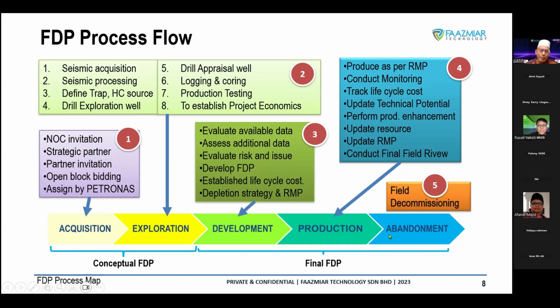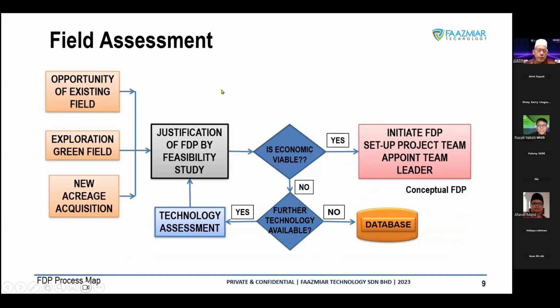Okay, interesting. It's so much detail, but this is on a high level. So we will deep dive a bit as we go on. Okay, first of all, the field assessment, I think we more or less have gone through the summary. We try to understand the opportunity of the field. Then this is a green field. We see what we can do, justify the FDP by feasibility study. We do a feasibility study initially.